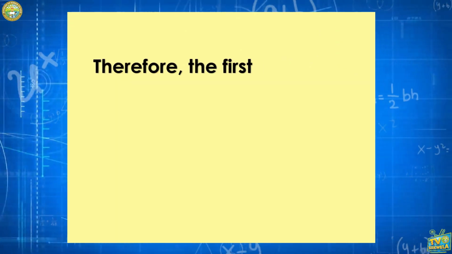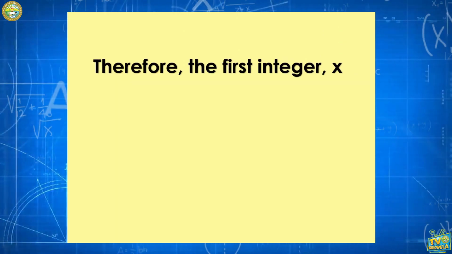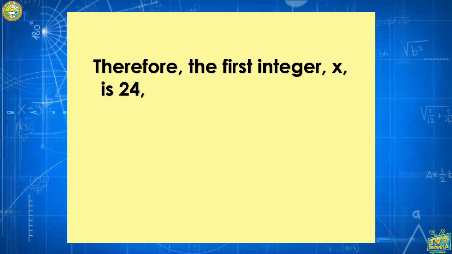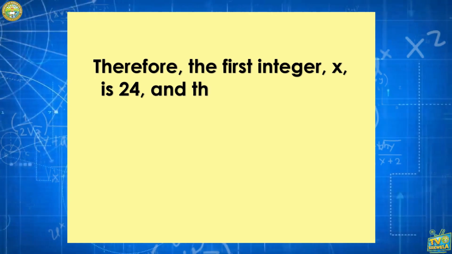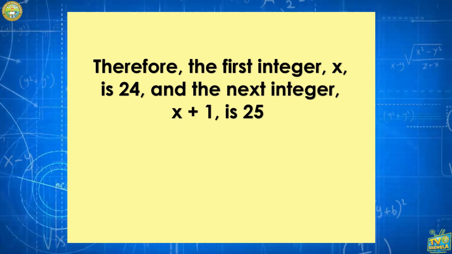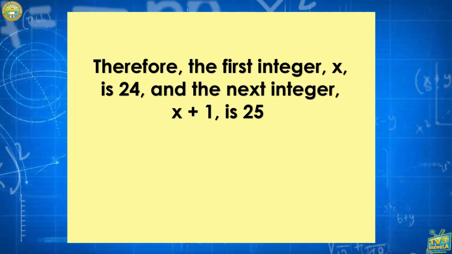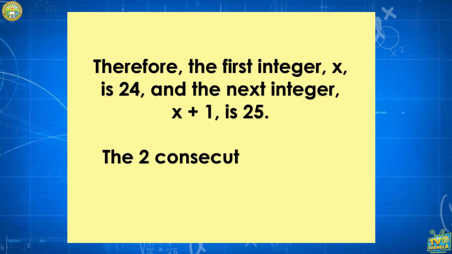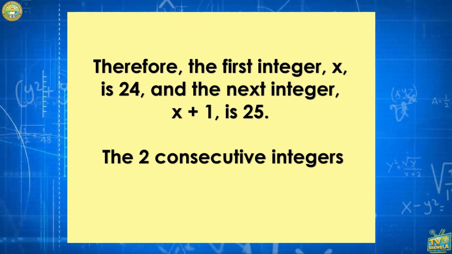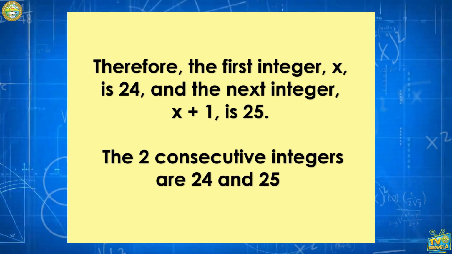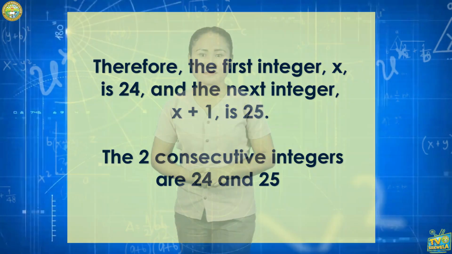Therefore, the first integer, x, is 24. And the next integer, x plus 1, is 25. The two consecutive integers are 24 and 25. Did you get it? That's great!